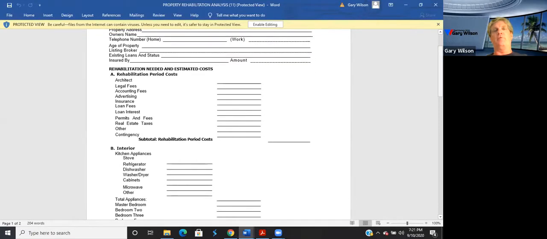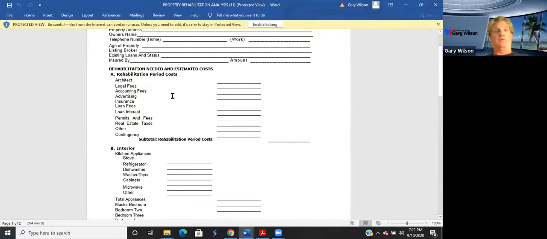Remember, they've already done the property information form. That's what your client does first, to identify all the items that need to be addressed as far as deferred maintenance, capital improvements, or routine maintenance and repairs. The property information form identifies everything. The property rehab analysis form puts prices on those items and adds them all up.